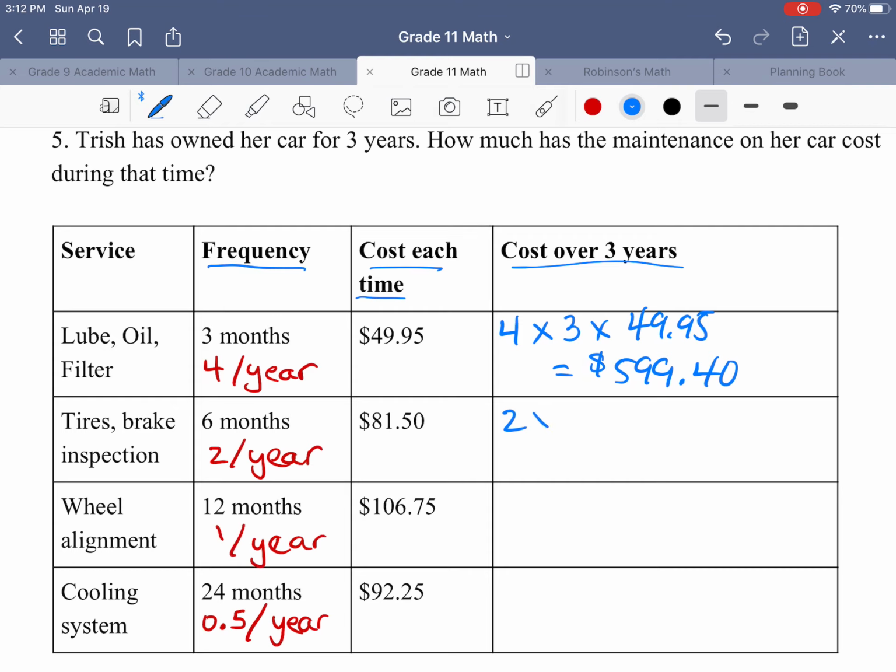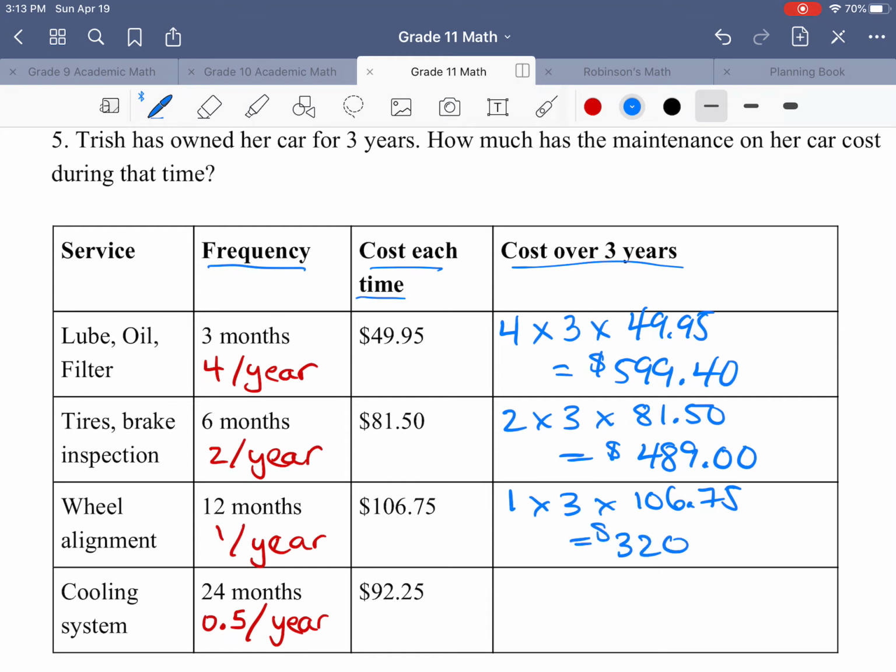We do the same thing for each of the grouped services. Tires and brake inspection is 2 times a year over 3 years, and it's $81.50 each time. That gives us $489.00. The wheel alignment is only 1 time a year, so 1 times 3, and it costs $106.75, which gives us a total of $320.25. Lastly, we have the cooling system cost: 0.5 times 3 times 92.25, which is equal to $138.38. This last one is a rounded number.